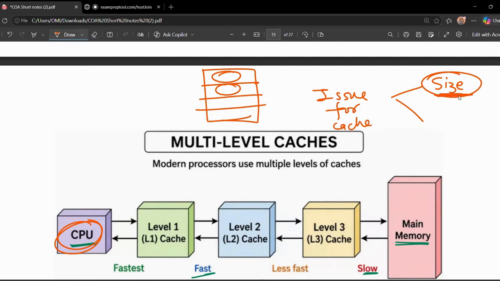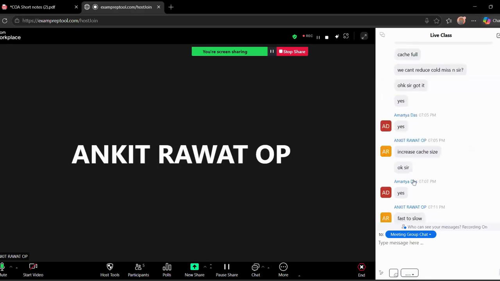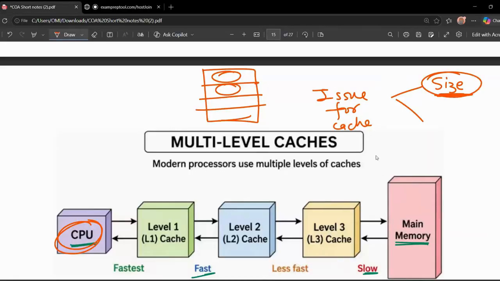Right? Issue for cache. So first thing is size, because it is costly, right? And what is the second thing? We want things to be faster. Assume you have typed www.leetcode.com, but if LeetCode is slow, you lose interest, because our human tendency is like that. We want everything faster. So the second issue is speed. So first is size and speed.